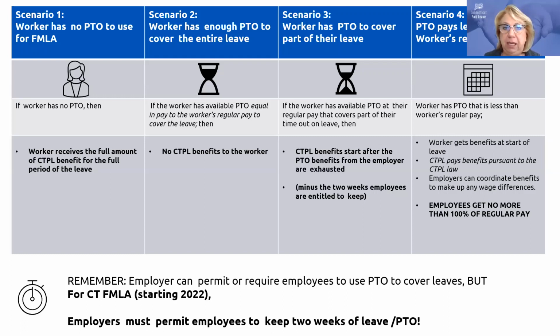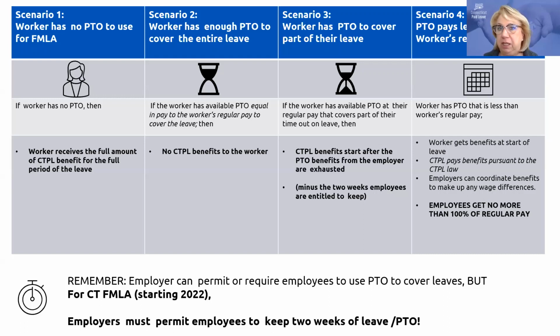Scenario number three, the worker has PTO to cover part of their leave. So let's say someone starts their leave February 1st, they're out for 8 weeks. So 4 weeks is covered by PTO, and then the other 4 weeks would be covered by Connecticut paid leave.